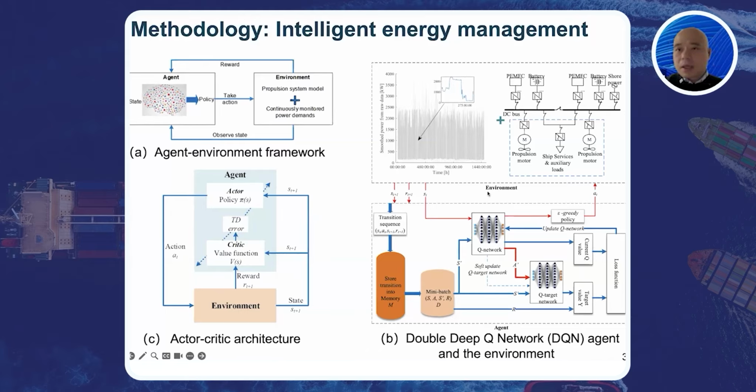One thing to highlight is that the deep Q network is only able to deal with discrete action space. That means we can only control the fuel cell power in discrete action space. But on the other side, we have adopted another architecture, which is called actor critic, to control the powertrain in continuous action space.